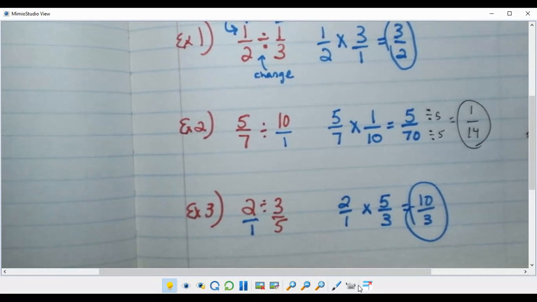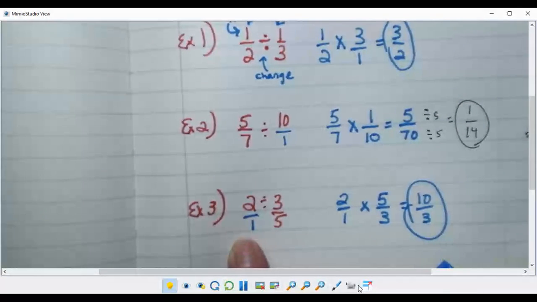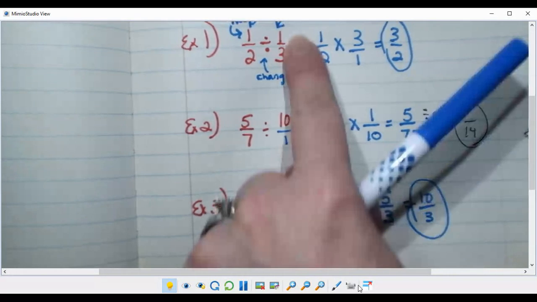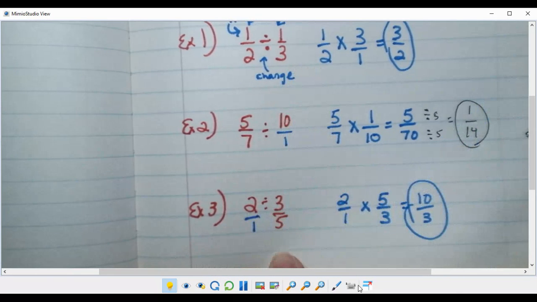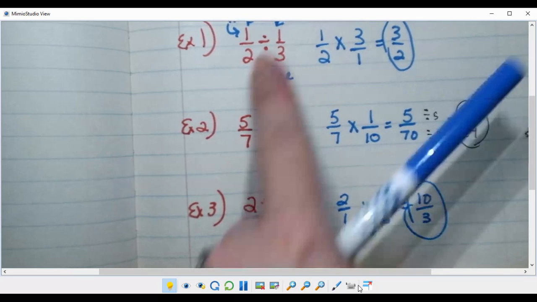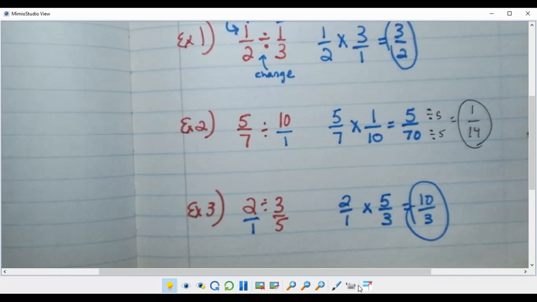All right? It doesn't matter what is in the first position, that will always remain. And it doesn't matter what's in the second position, that will always remain. Now you'll notice these were only fractions and whole numbers. We had no mixed numbers. That will come in the next lesson in the chapter.